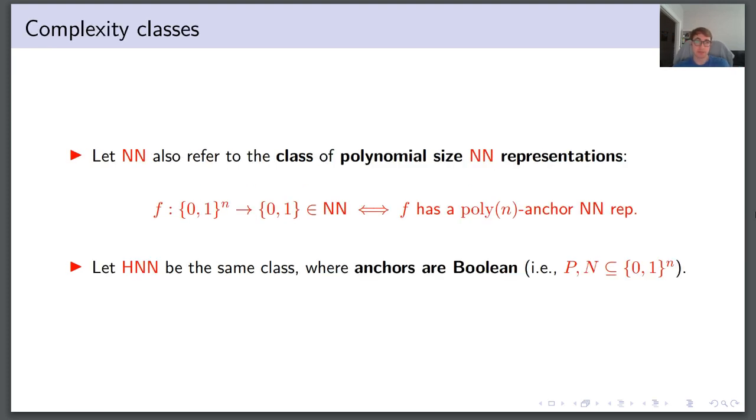And then we'll abuse notation slightly and let NN refer to the class of all polynomial size NN representations, meaning a polynomial number of anchors. And then HNN will be the same class, but the anchors are Boolean. So P and N are subsets of {0,1}^n instead of R^n.